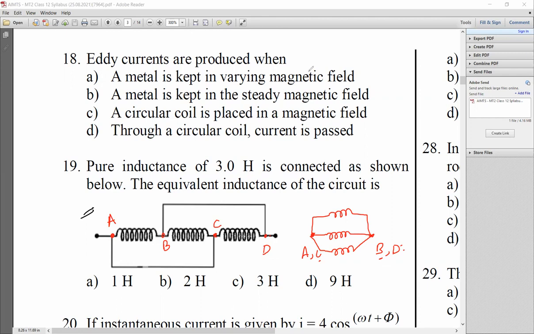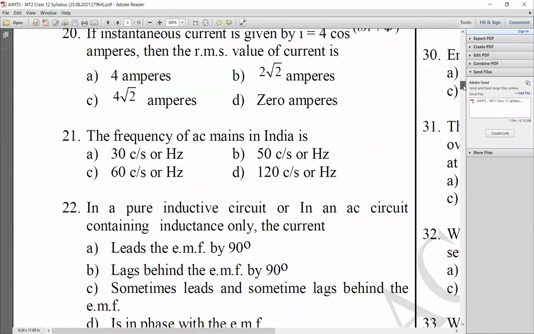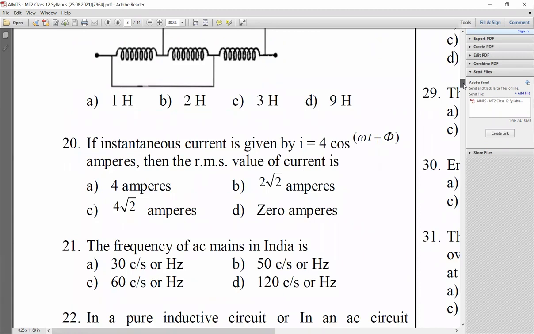Question number 20. What is given? The instantaneous current. This is a problem from AC: 4 cos omega t plus 5 ampere. Then the RMS value of the current, I_RMS, is I naught by root 2. Peak is 4, so 4 by root 2, that means 2 root 2.